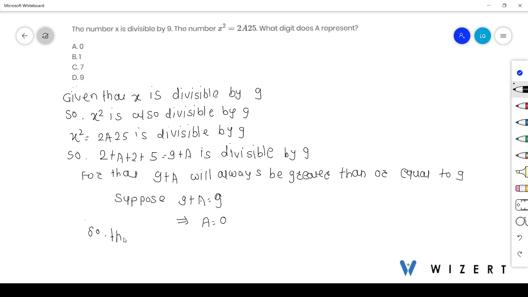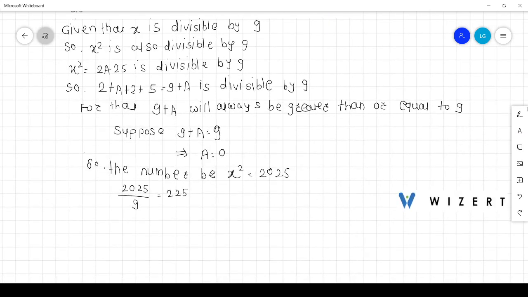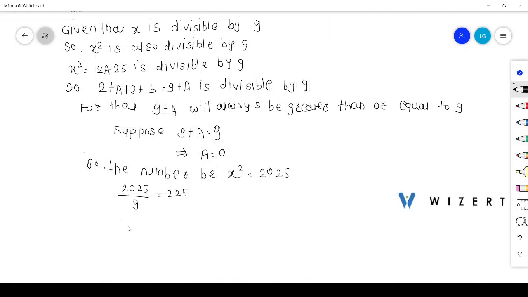So, the number x square equals 2025, and that 2025 is divisible by 9, which is 225. Hence, this is the square of 15. Hence, x square equals 225.